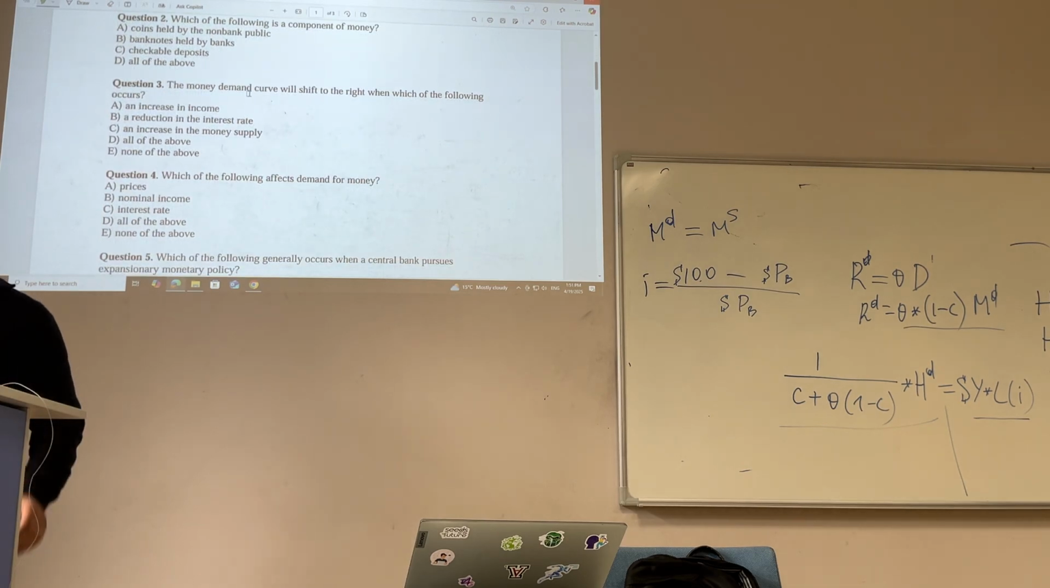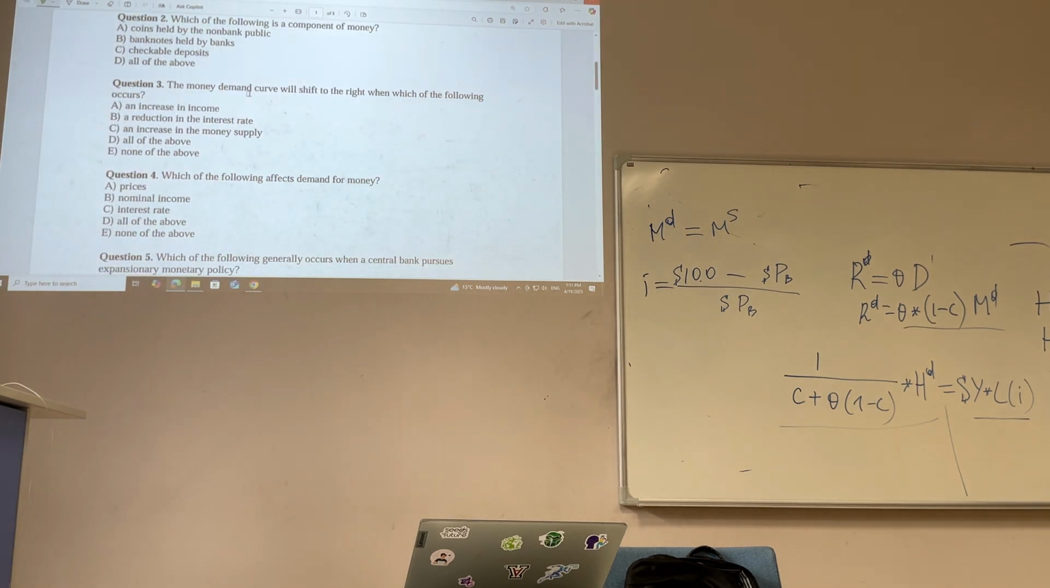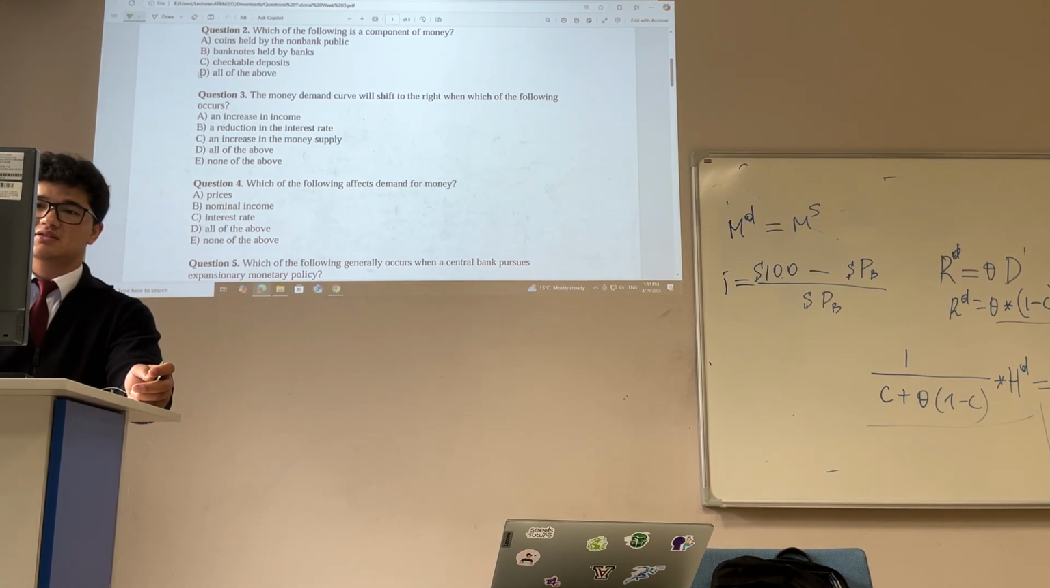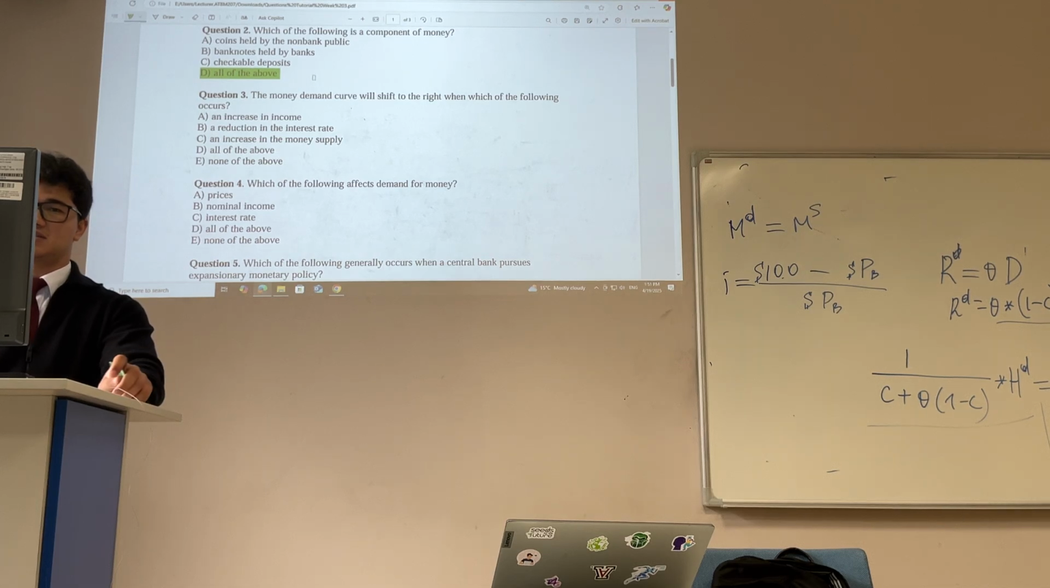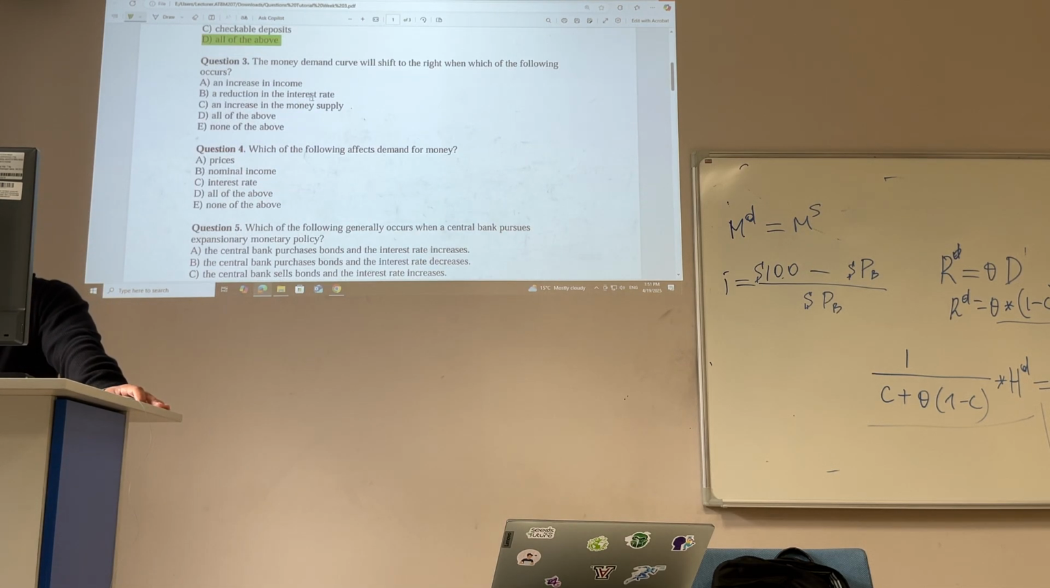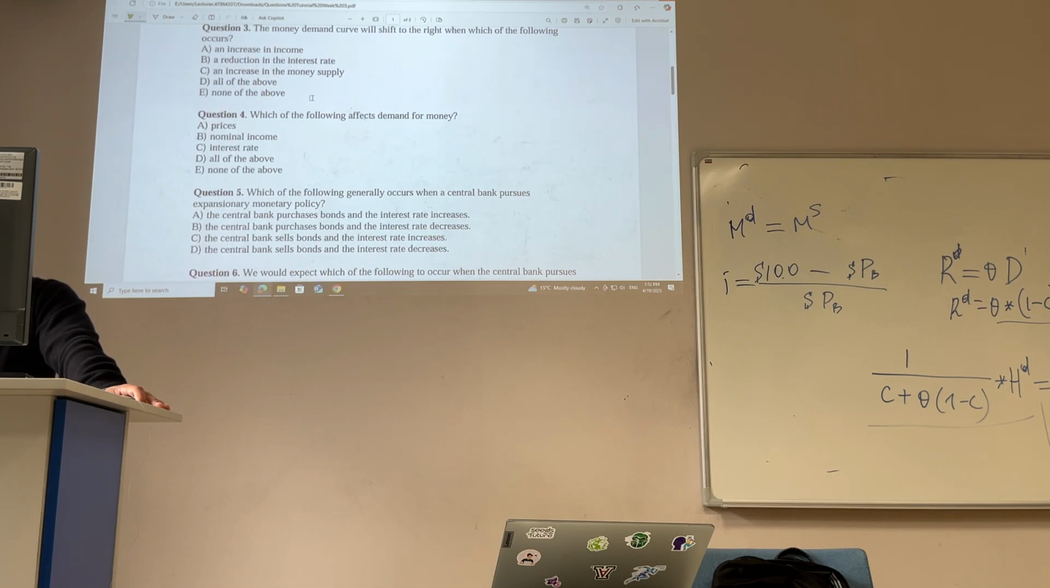Which of the following is a component of money? Yes, all of the above. Coins, bank notes held by banks, checkable deposits. You can write a check and they can get money. The money demand curve will shift to the right.